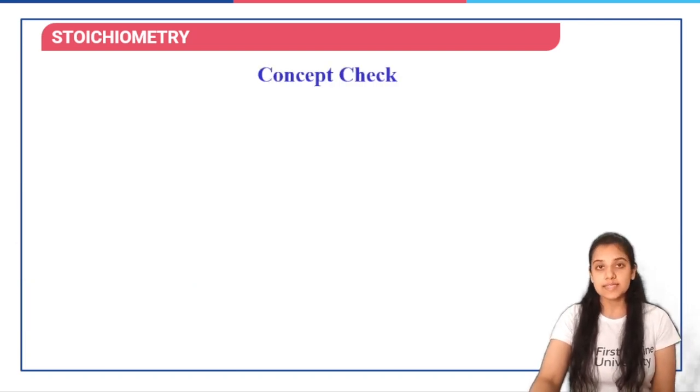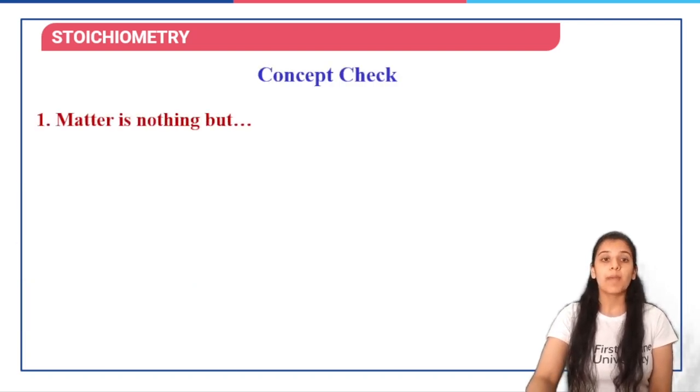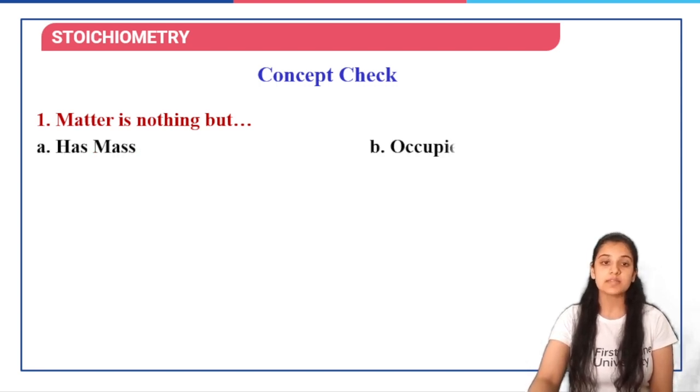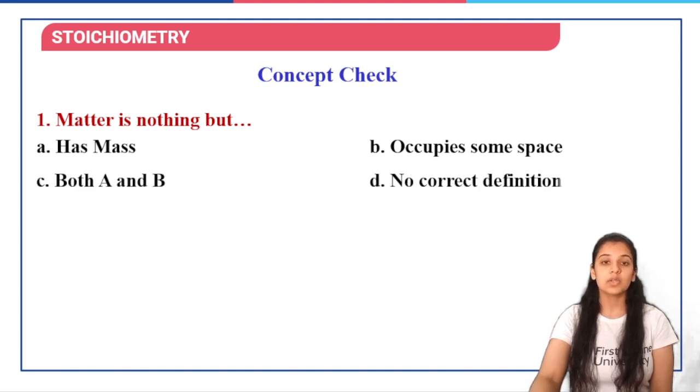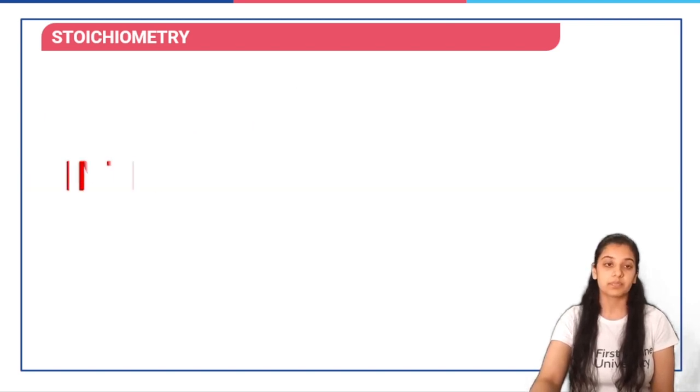Now let's do a concept check. Matter is nothing but, your options are: has mass, occupies space, both A and B, no correct definition. So obviously we know that matter, we have discussed matter is something that has got mass and it occupies space. So option C, that is both A and B, is correct.